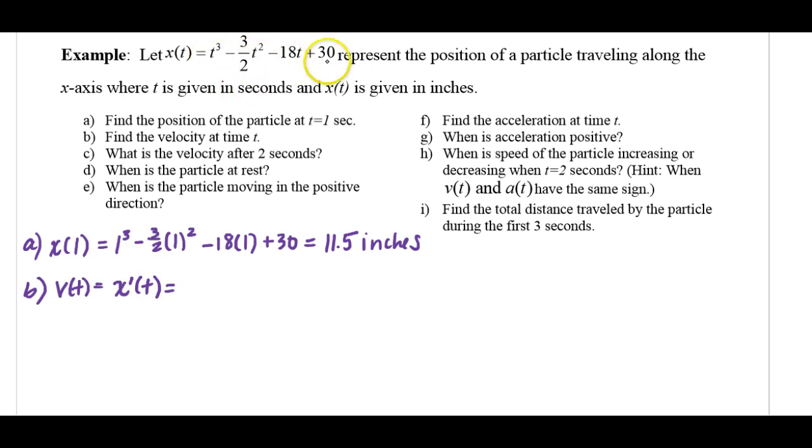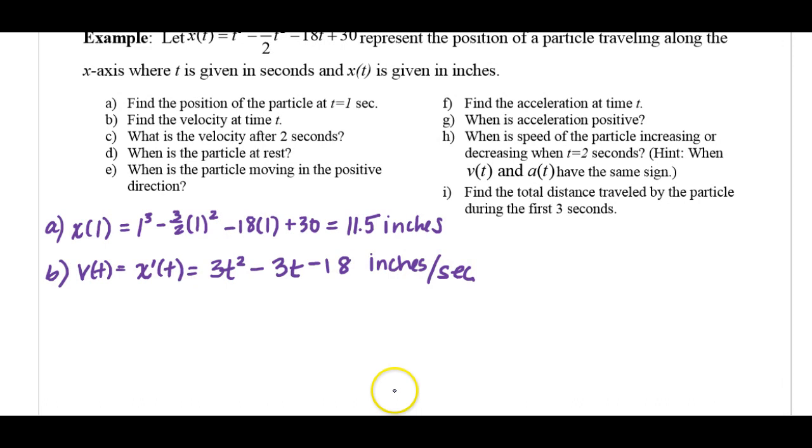And this is nice because we can just apply the power rule. So x prime of t is 3t squared minus 3t, when I bring that 2 to the front, it'll cancel with the 2 on the bottom, minus 18. So there's my velocity function, and I should include units. So my velocity is a rate. So the rate is going to be in inches per second. So this quantity over the time.